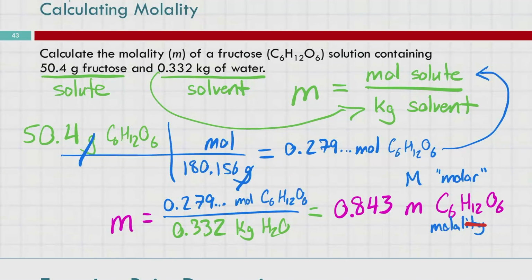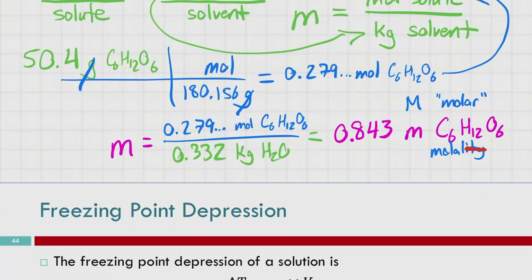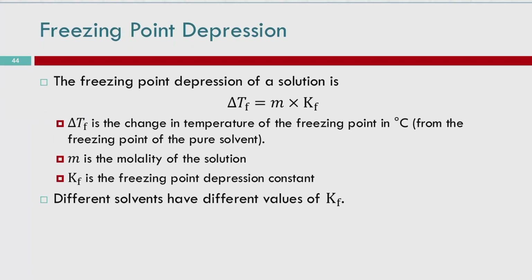We use molality for a very limited number of circumstances, so you can be happy about that. One of those circumstances is freezing point depression, which is not just being sad when it's cold outside, although that's common. Freezing point is freezing point, and depression is like lowering. So the freezing point goes down.